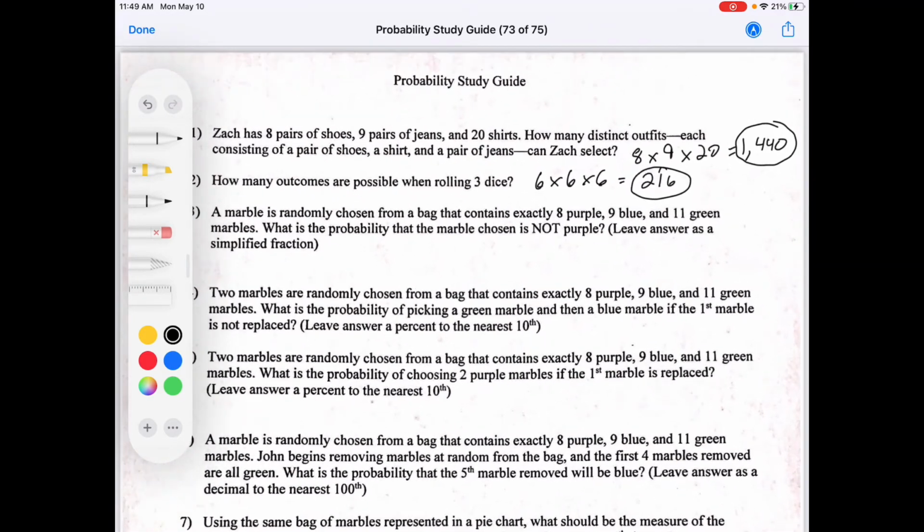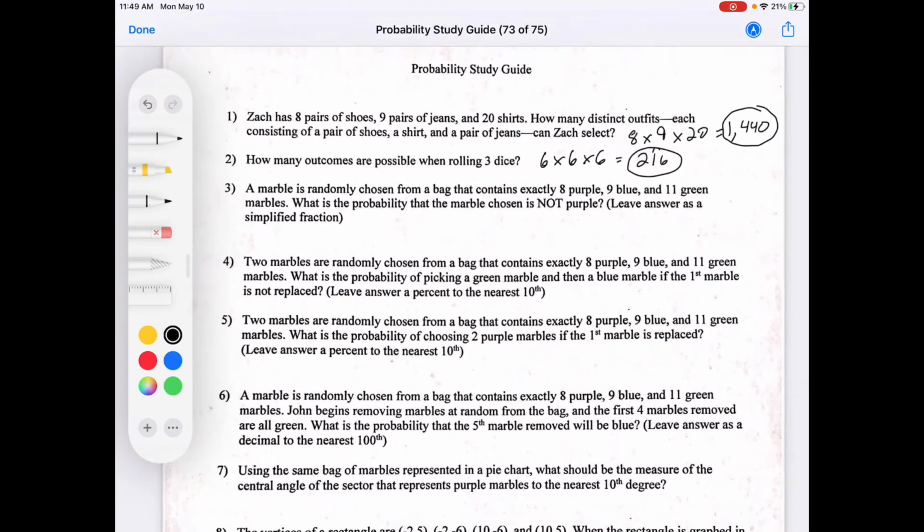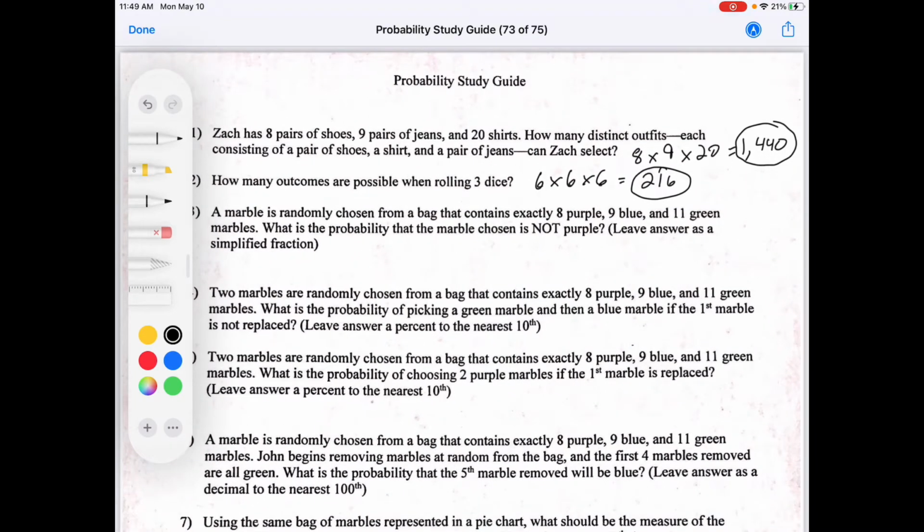All right, number 3, and 3 through 7 is using the same bag of marbles, just different questions. So number 3, we have a bag of marbles containing 8 purple, 9 blue, and 11 green. So there's 28 marbles in the bag. What's the probability that you reach in the bag, pull out a marble that's not purple? Well, there's 9 blue and 11 green. So that's 20 marbles that are not purple. And we need to simplify this fraction. 20 over 28, 4 goes into both of those. So that is 5 over 7.